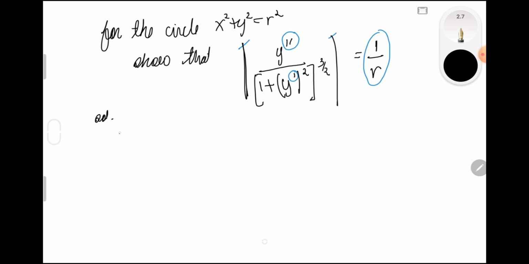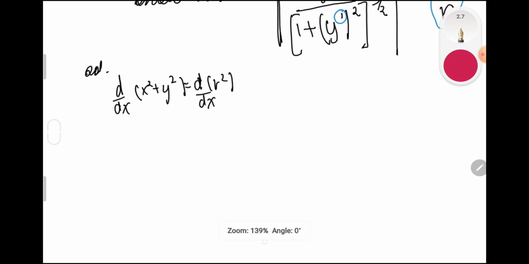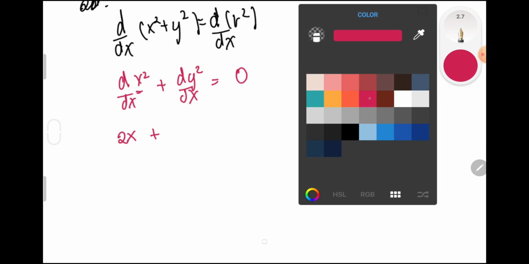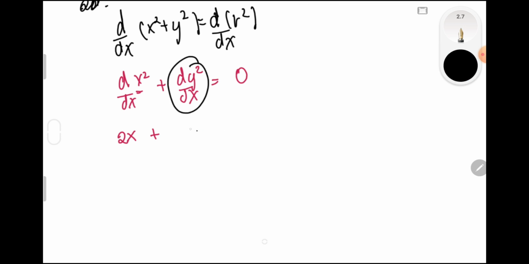So first, we will get the first derivative of the equation. The derivative of our x squared plus y squared with respect to x, which is equal to the derivative of r squared with respect to x. Okay? So from this, we'll have the derivative of x squared with respect to x plus the derivative of y squared with respect to x is equal to the derivative of r squared, which is 0. So from this, we know that the derivative of x squared with respect to x is 2x plus, so of course this one will be solved using our power rule wherein n u raised to n minus 1 du over dx, so equals 0.